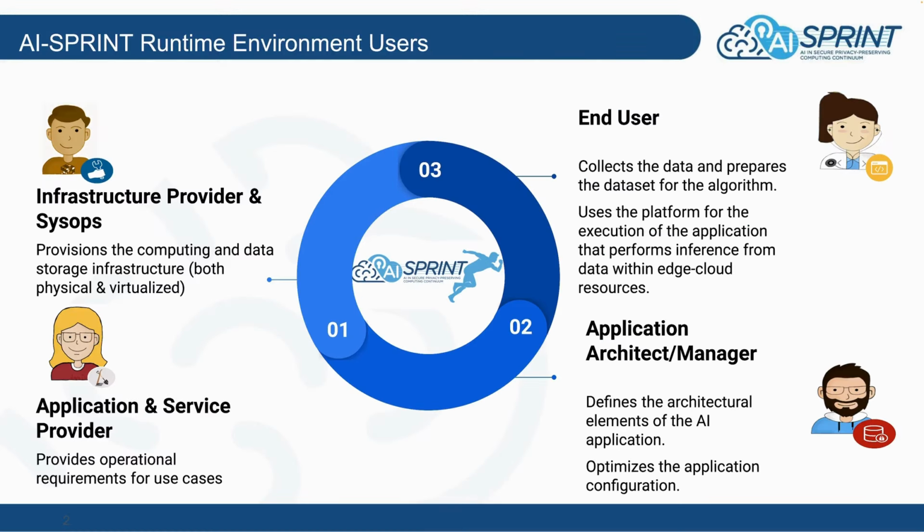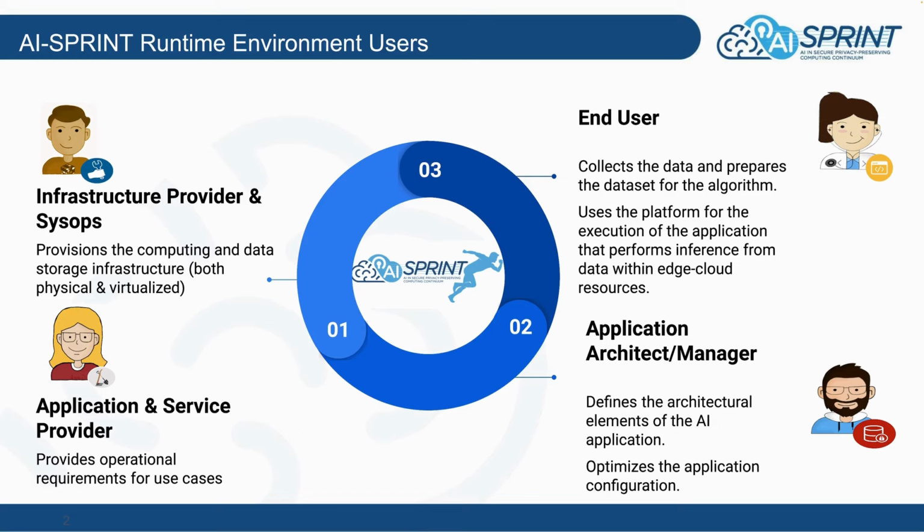Now, there are several user profiles involved in the AI-SPRINT Runtime environment. First, we have the infrastructure provider and sysops, who provisions the computing and data storage infrastructure. And we're using for that both physical and virtualized infrastructure based on cloud computing. Then we have the application and service provider, who provides operational requirements for use cases.